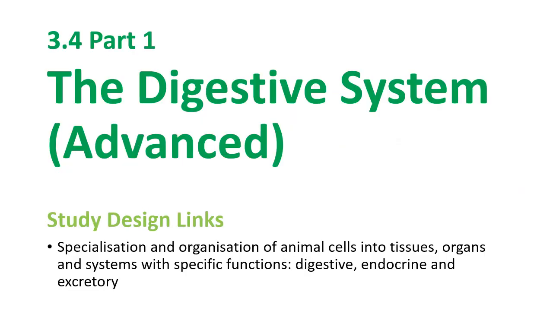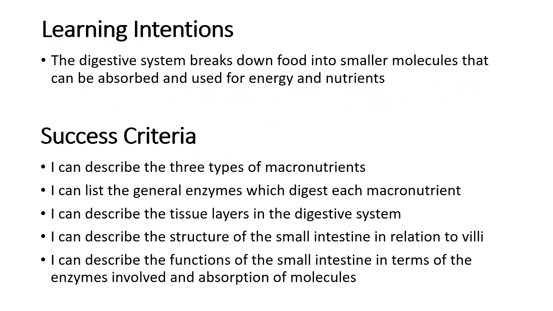Okay, we're continuing learning about the digestive system and we're getting into some more detailed and advanced concepts now. So the learning intention is the same, and the success criteria, you should be able to do these things. Describe the 3 types of macronutrients and list the general enzymes which break down each of those nutrients.